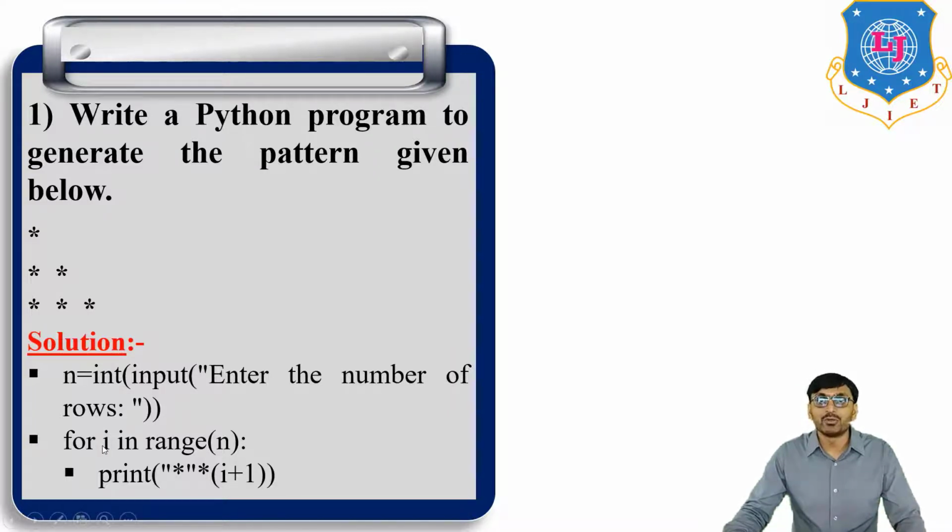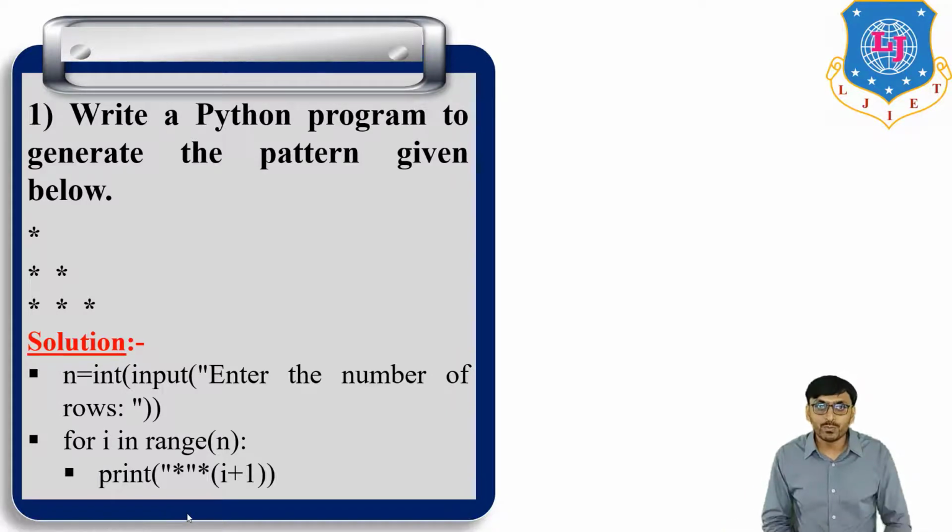Then the second value, i is equal to 1, is transferred here. So 1 plus 1 is equal to 2. So star into 2, we get star 2 times. And then the third value, i is equal to 2, is transferred here. So 2 plus 1 is equal to 3. So star into 3, then we get star 3 times. So we get this pattern by these two simple statements.